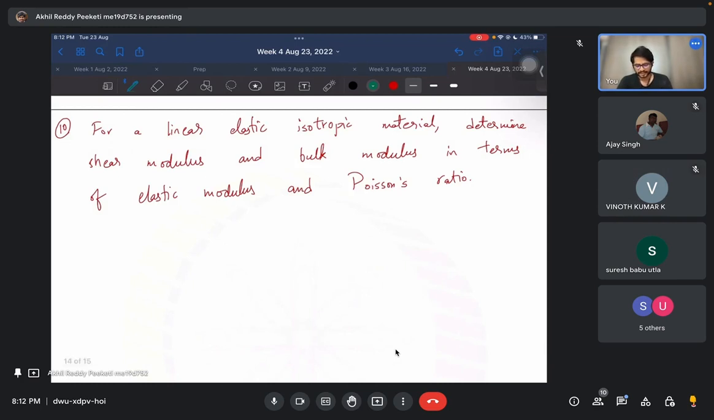This question I won't spend much time on. These are direct formulas: how to estimate the shear modulus and the bulk modulus in terms of elastic modulus and Poisson's ratio for a linear elastic isotropic material. These formulas come if you write the linear elastic isotropic material in terms of Lamé's constants, lambda and mu, considering all six components of stress and strain. From the full equations you can derive these relations, but now I'll just write these equations. Can anyone tell me what the shear modulus is in terms of elastic modulus and Poisson's ratio?